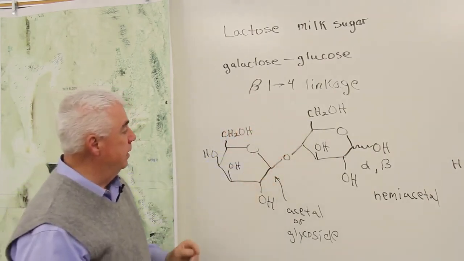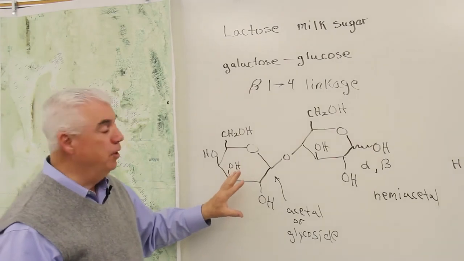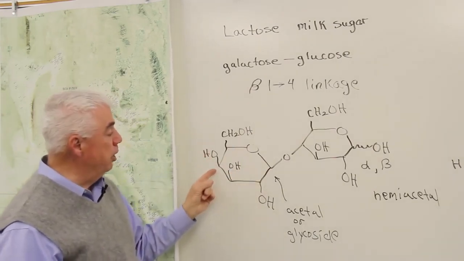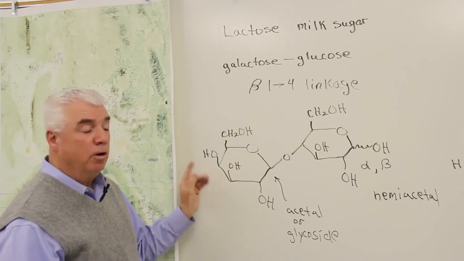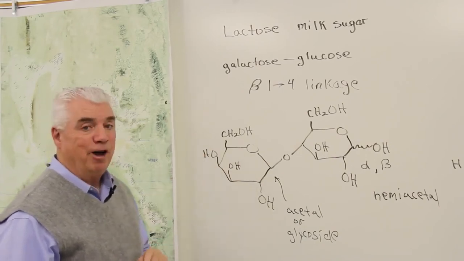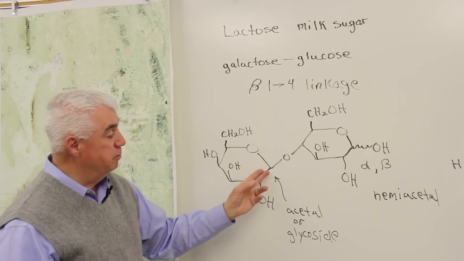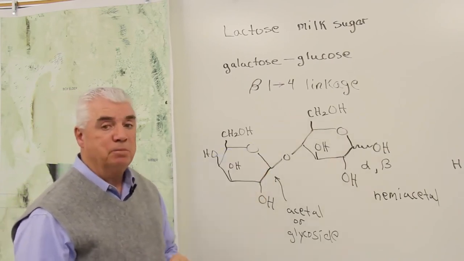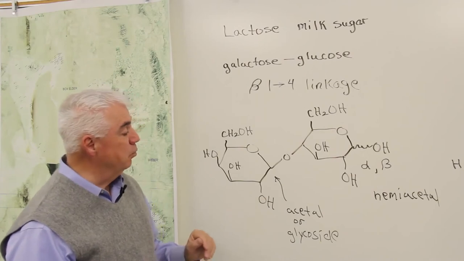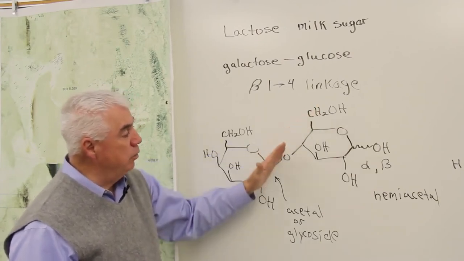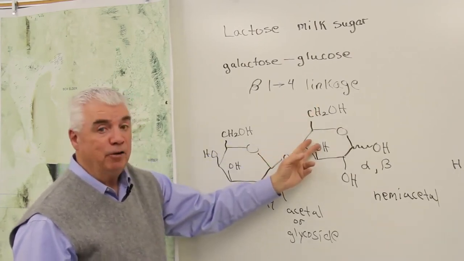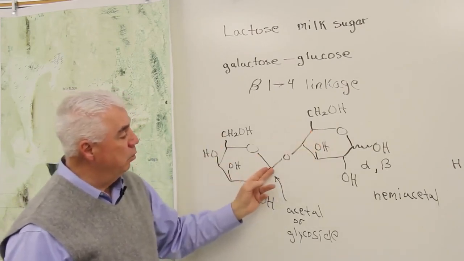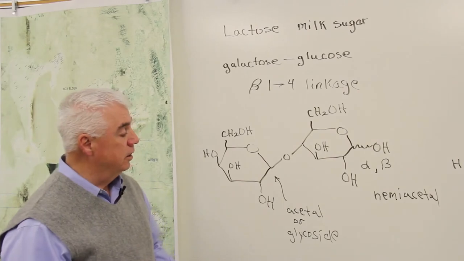Let's have a look. Here's a galactose unit on the left. It differs only at one position from glucose. Here at position 4, the OH is up rather than down. But at position 1, the oxygen is pointing up, so it's beta at position 1, and it's down. It has to be down if this is a glucose unit. So it's beta 1 to 4 linkage.